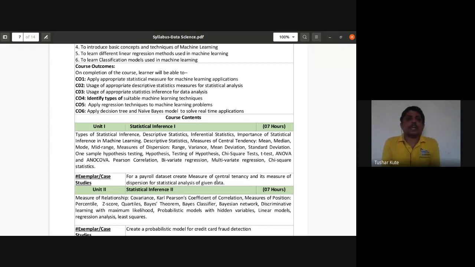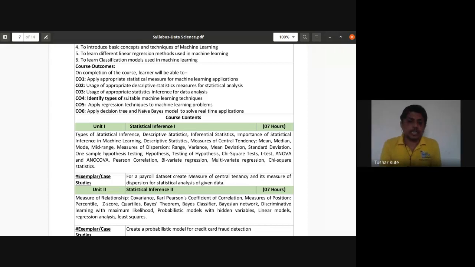Statistics is not actually complicated. It's very easy to understand. We'll try to do things practically, so we'll get to know statistics in more detail, and how exactly the statistical concepts are used in machine learning. That will be my prime focus.